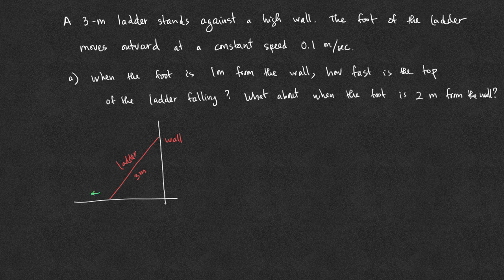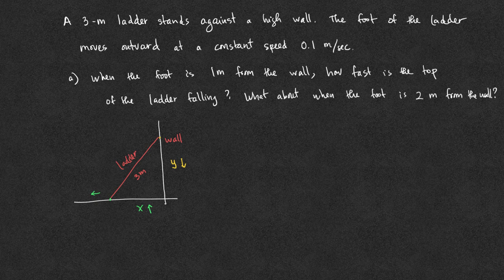The ladder stays 3 meters, but notice that the distance from the foot of the ladder to the wall is increasing, and so this x is going up. X is the distance from the foot of the ladder to the wall, and it is a variable because it keeps changing. Similarly, the top of the ladder is falling, so the distance y from the ground to the top of the ladder is decreasing. This is a variable as well.